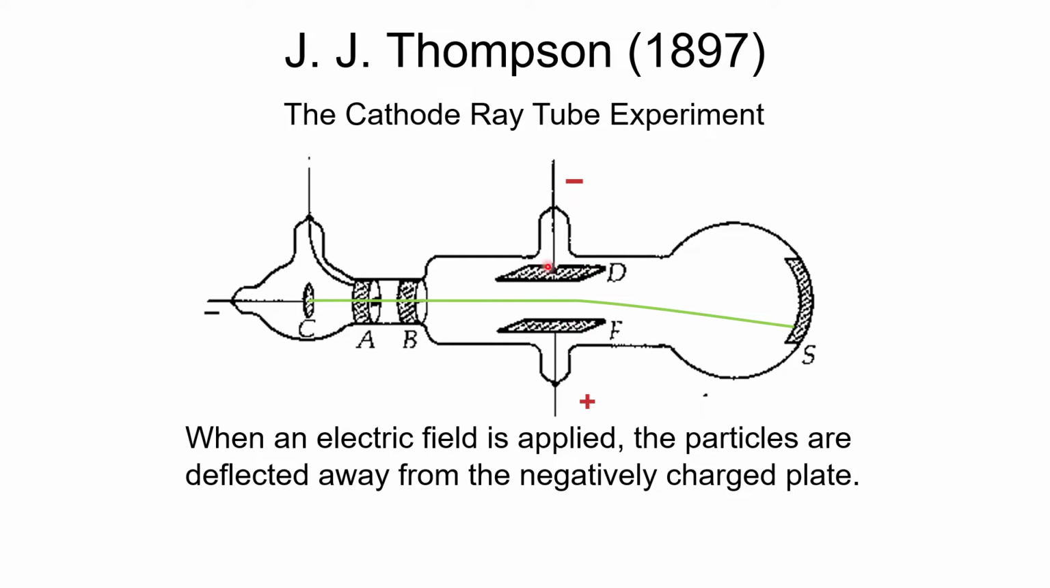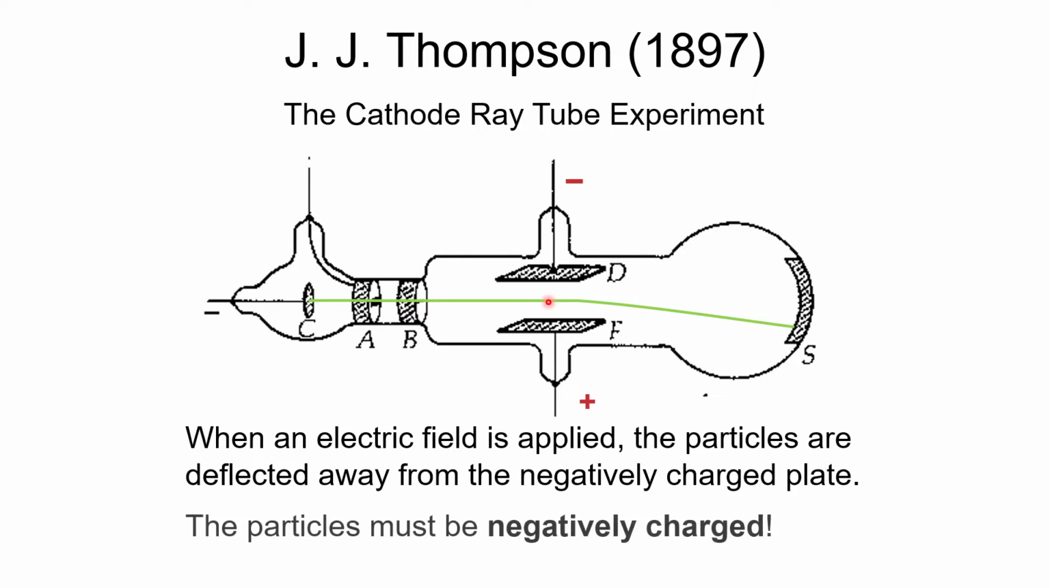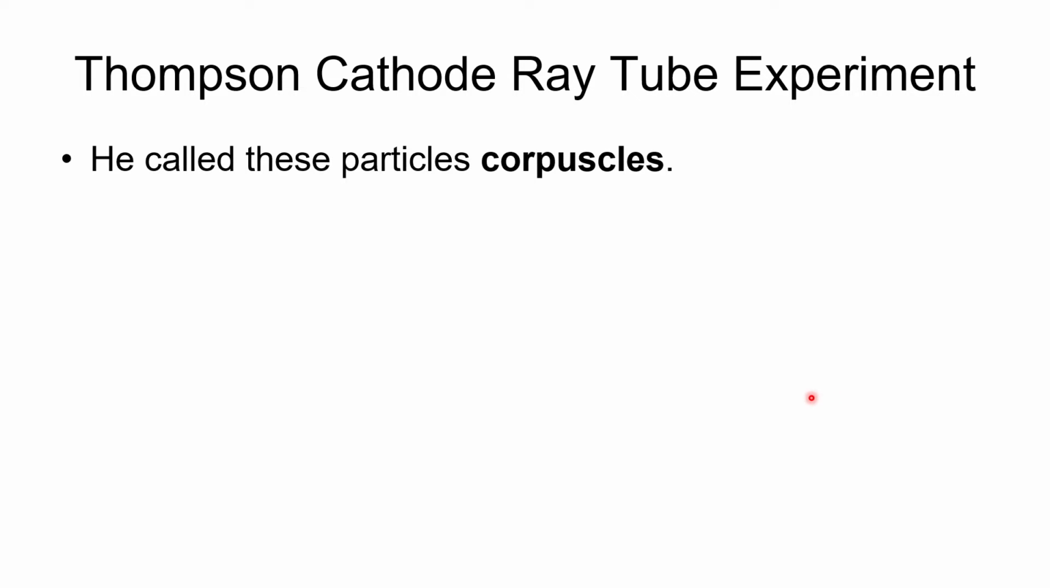When he turned on this electric field, he found that the particles that were emitted out of this cathode were deflected away from the negatively charged plate. And so he determined that these things must be negatively charged. And of course, if it's a negatively charged particle inside the atom, we all know exactly what that must be. That must be the corpuscle.